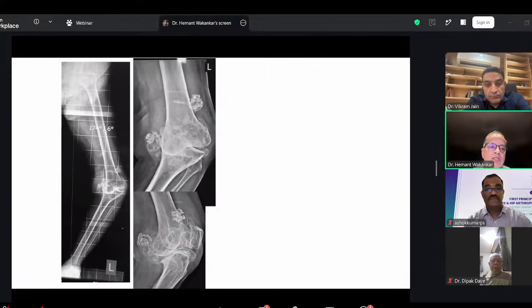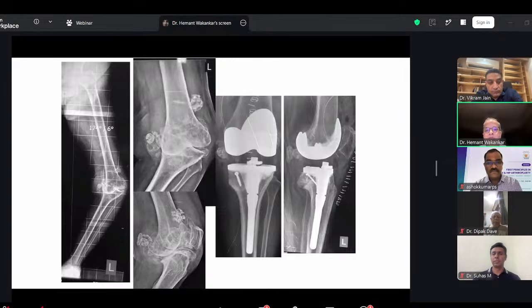And even the gross looking or grotesque looking knees can be balanced very easily. This is still only a posterior stabilized knee. A PS implant has been used here. The MCL is still very much intact.